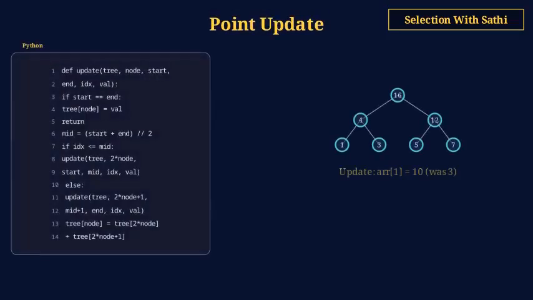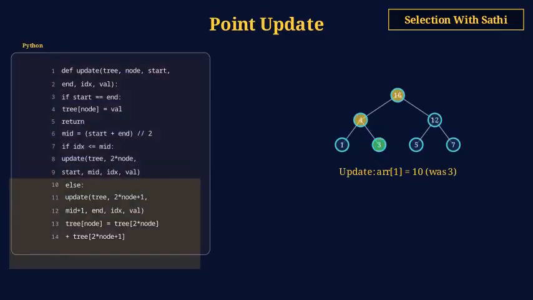Range query is the heart of segment trees. There are three cases. Look at line 2. If the query range is completely outside the node range, return 0. This is no overlap. Line 4. If the node range is completely inside the query range, return the stored value. This is total overlap. Lines 6 through 9, for partial overlap, recurse on both children and merge the results.